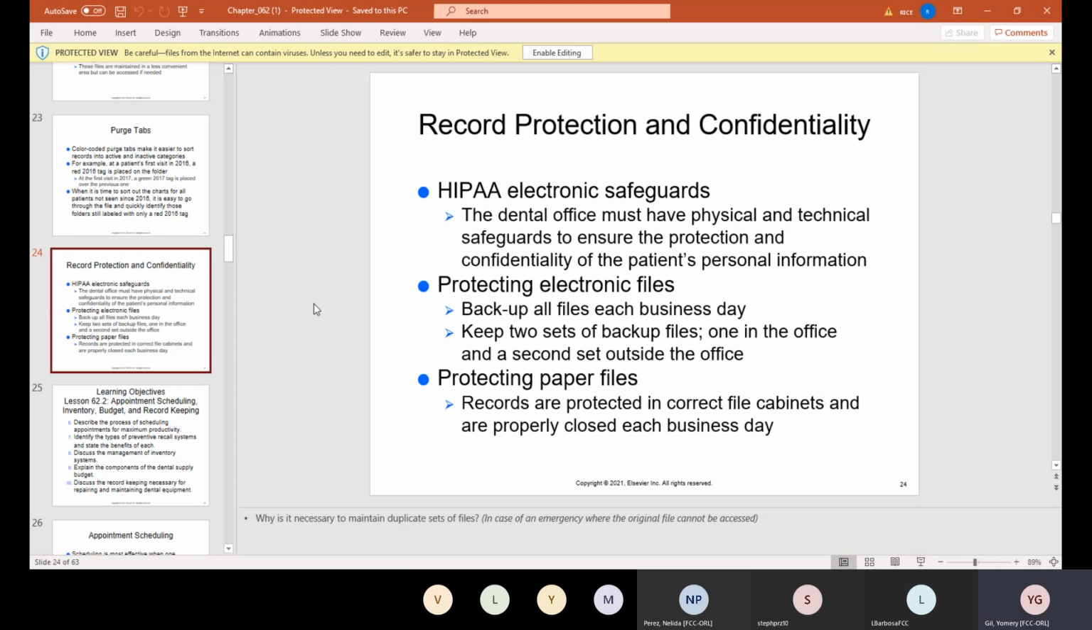Protecting paper files. Records are protected in correct file cabinets and are properly closed each business day. So let's say you're in a small office and what you have is filing cabinets. Those filing cabinets usually get locked at the end of the night so that nobody can access them. You don't know if somebody's going to break into the office, etc., and they're going to take people's information.